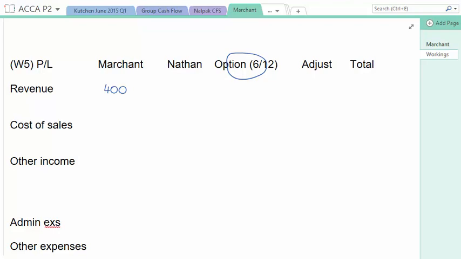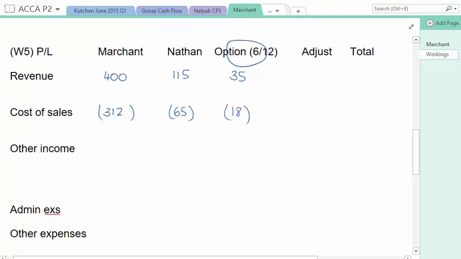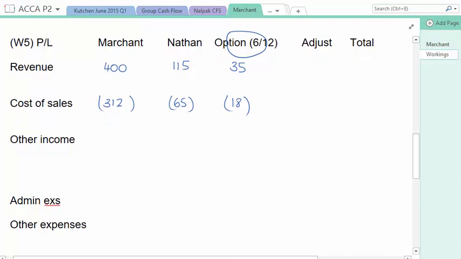So initially, it's a case of going through the information, 400 plus 115. And for option, I'm only going to consolidate it for 6 months. So therefore, I'm only going to put in a figure of 35. Cost of sales, the same approach. 312, 65, and 18. I'm not going to put in subtotals for gross profit, operating profit, profit before tax, and so on, because this is just a working.